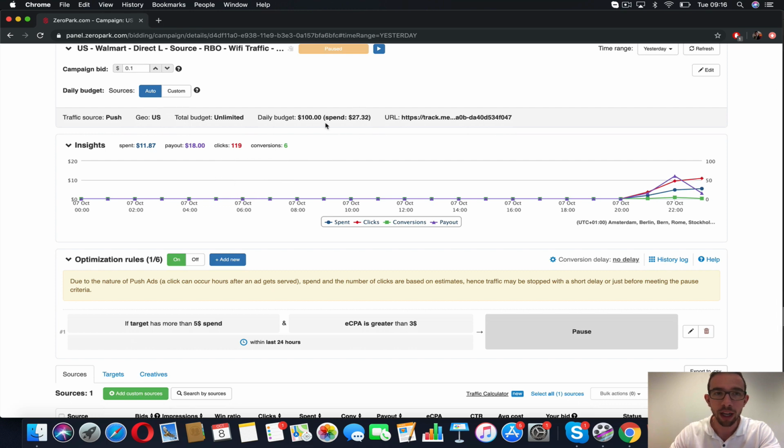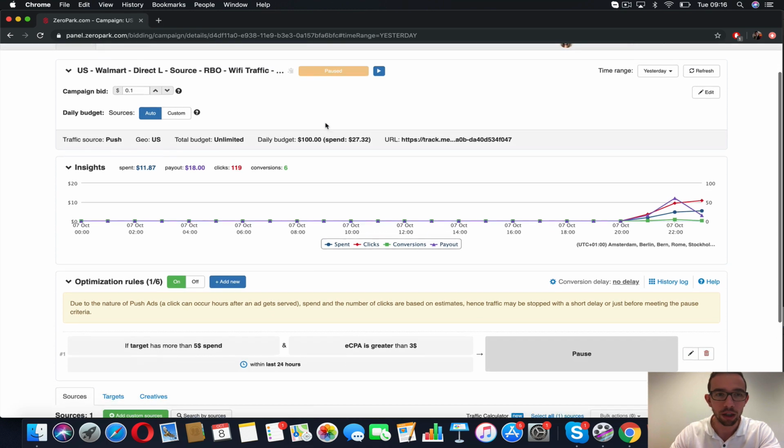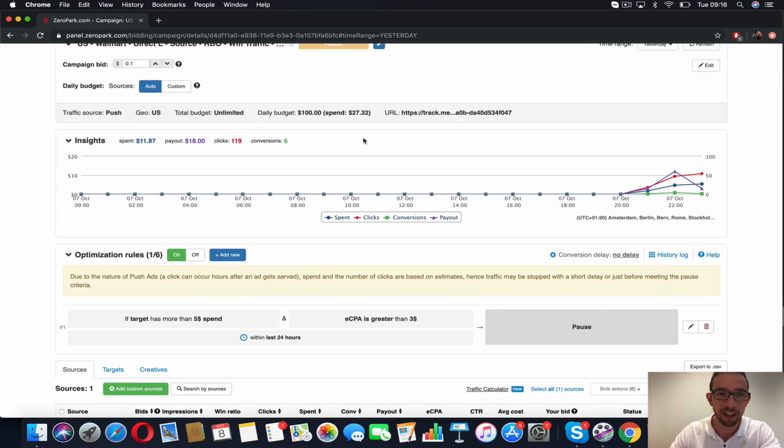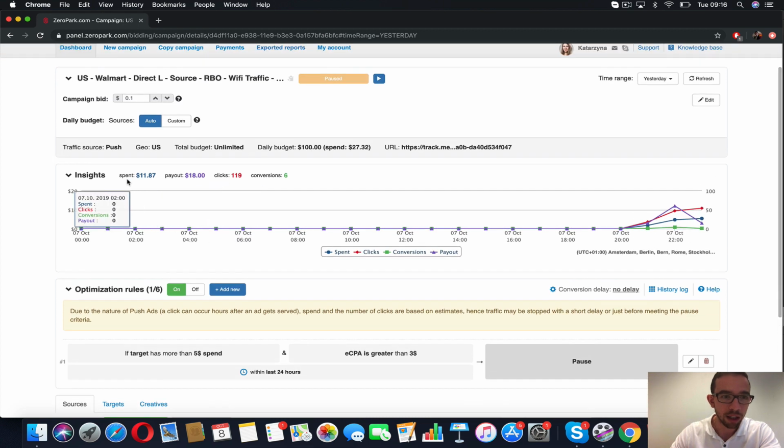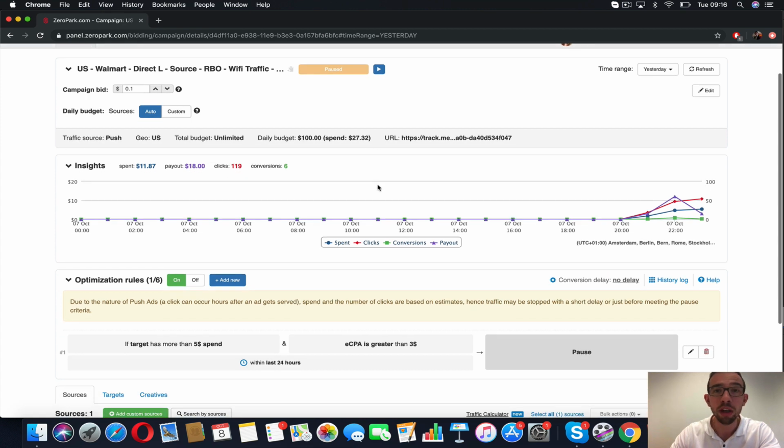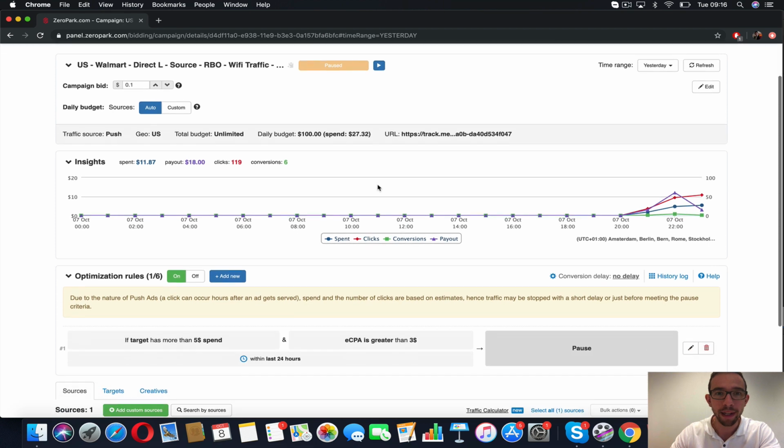which was yesterday and today, but I'm just looking at today's data. I'm actually looking at yesterday's data. It spent, let me see, it spent 11. So that's, I would say, yesterday and today. Yesterday and today it spent 11.87 and the payout 18, 120 clicks, 6 conversions, which means $3 per payout, right?